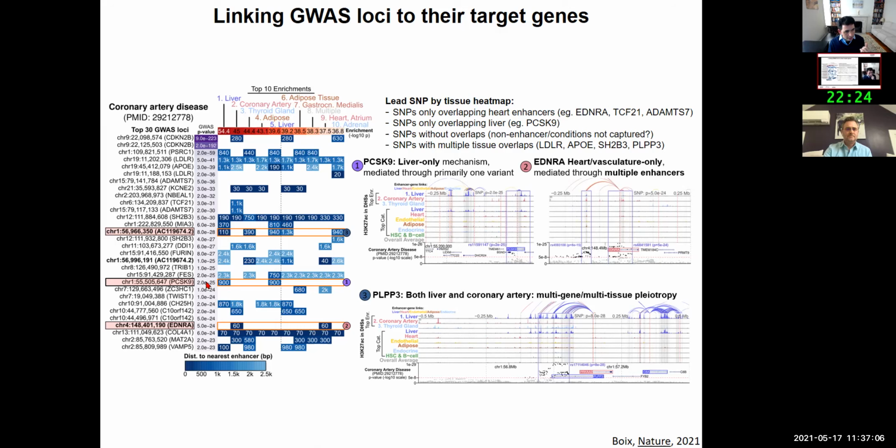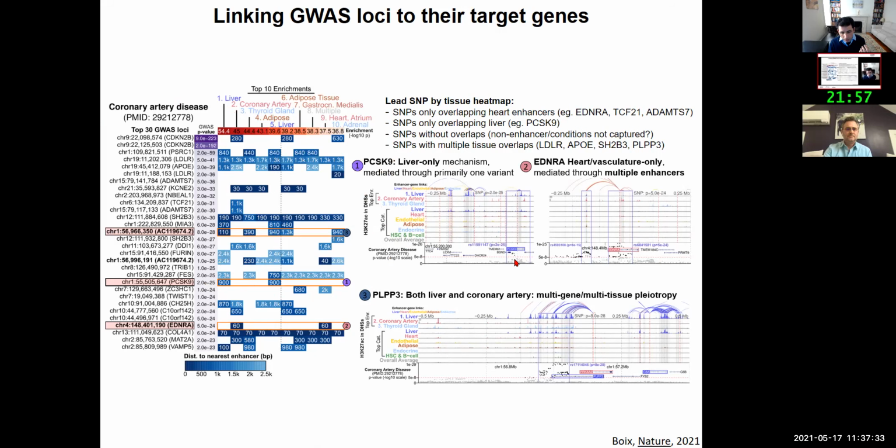And you can see here some examples. Number one here, PCSK9, which is one of the beautiful stories of success of first a genetic association and now a drug in the market that specifically targets PCSK9. We find PCSK9 as the target of a liver-specific enhancer, which you can see here enriches in liver. And this appears to be a very specific function.